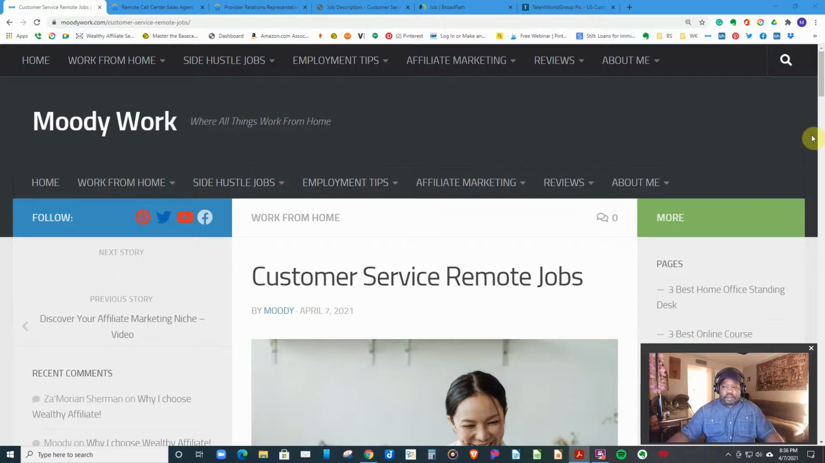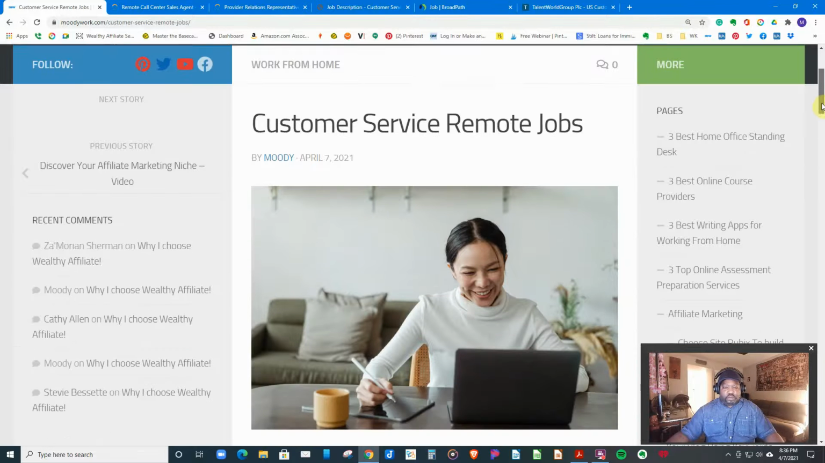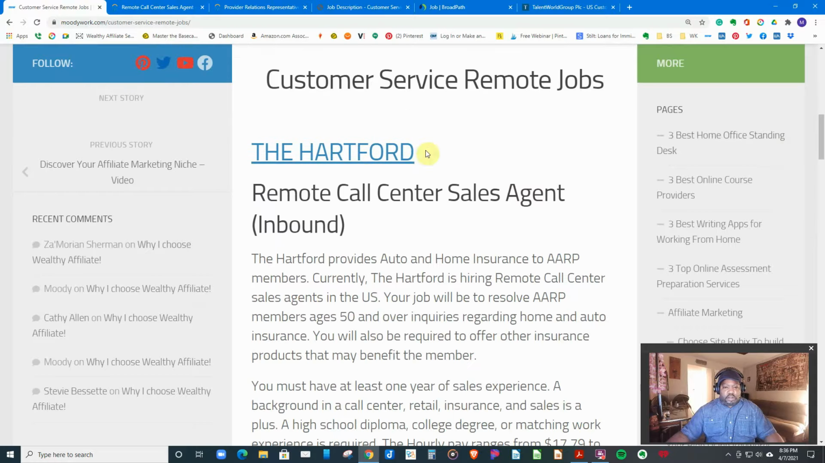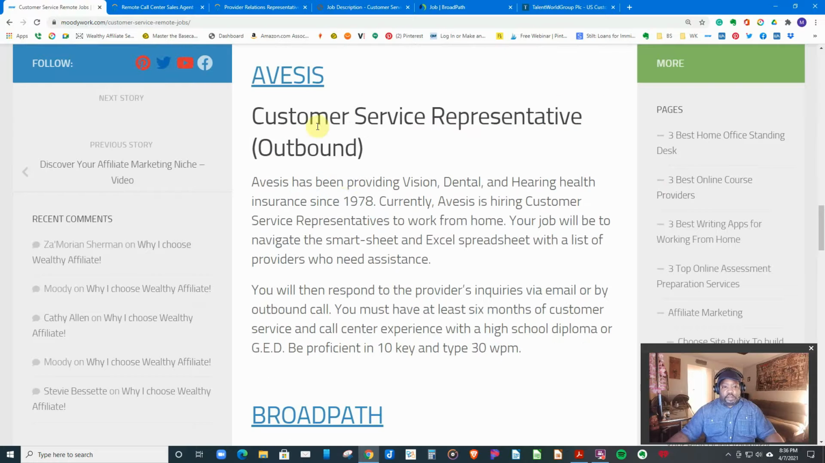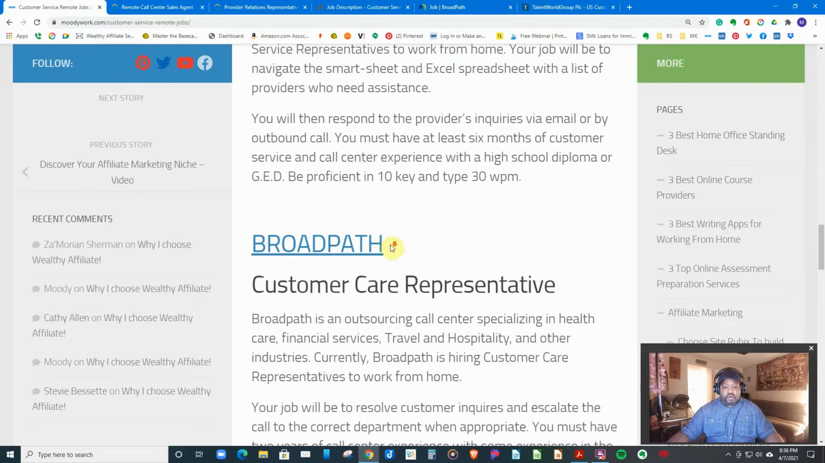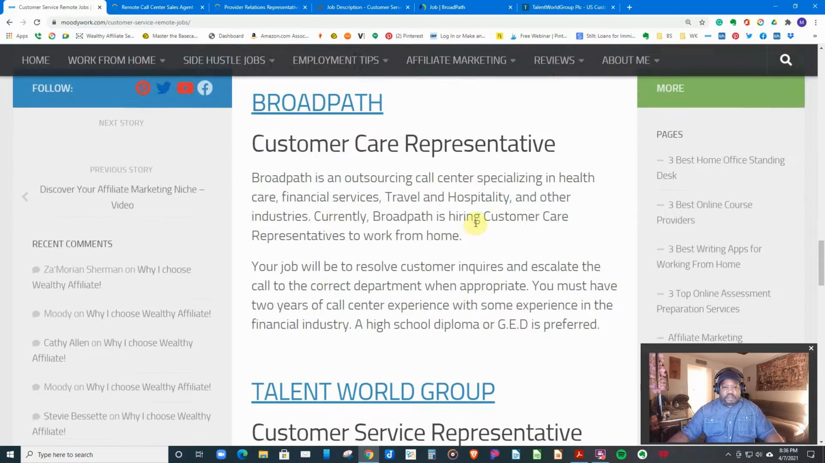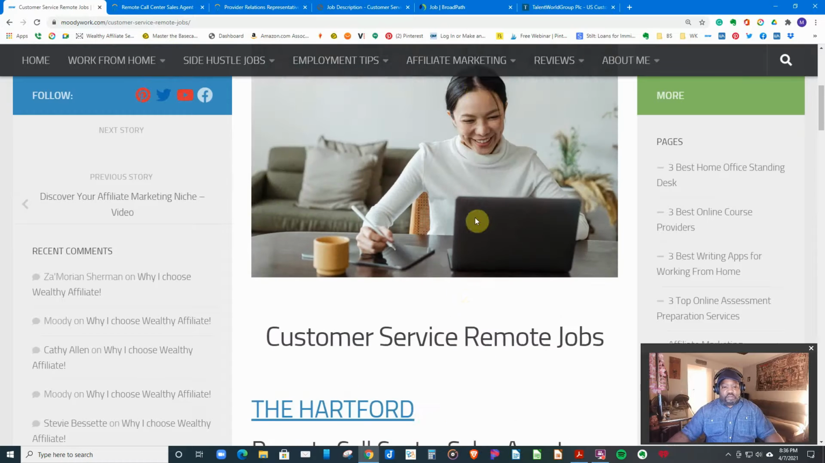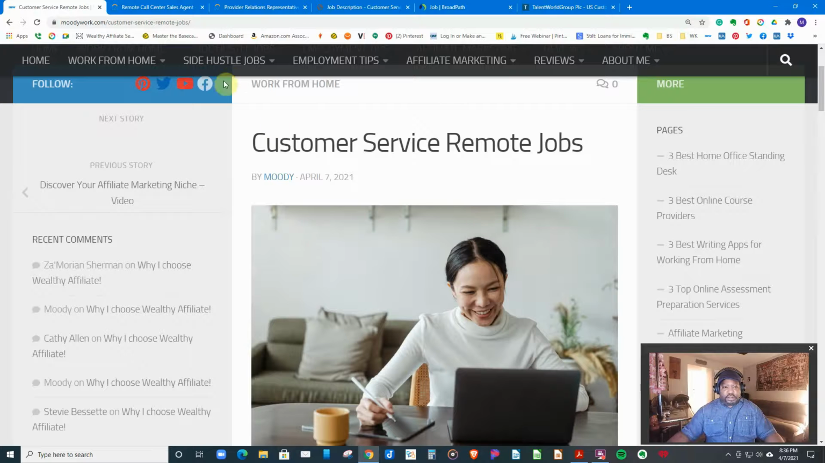So today we're going to talk about some customer service remote jobs that are available right now. We got about 1, 2, 3, 4, 5 jobs available right now. Not as many as last week, but there's still some really good customer service remote jobs available right now. All right, so let's go ahead and get started.